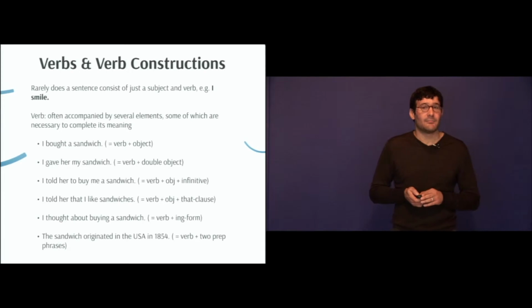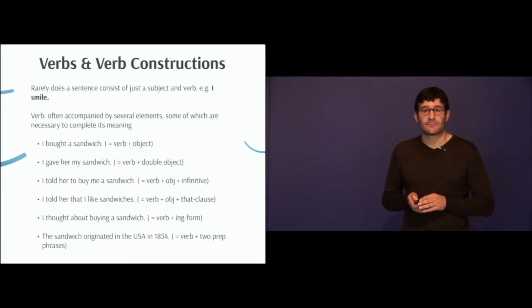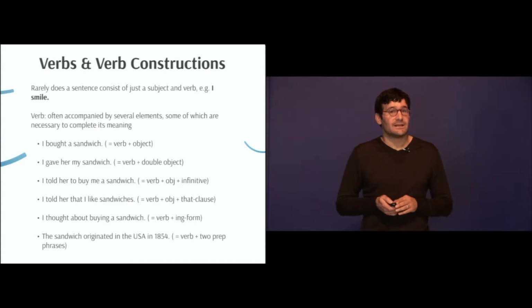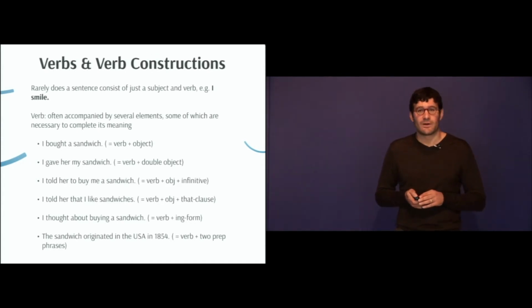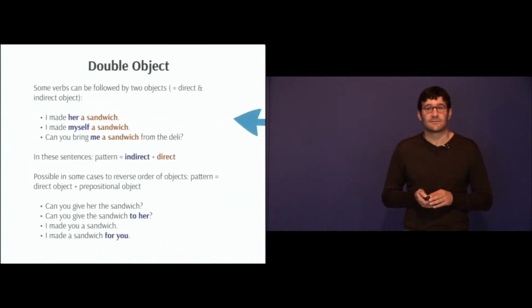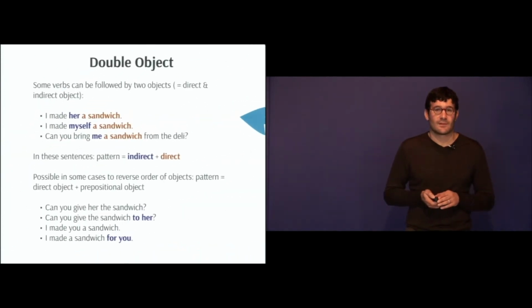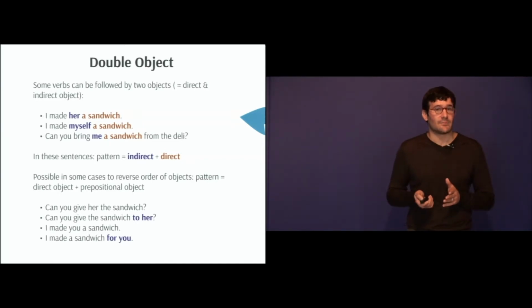I thought about buying a sandwich. Verb plus ing form. The sandwich originated in the USA in 1854. We have a verb plus two prepositional phrases. So let's see if we can go through some of the pitfalls. The first pitfall is the double object. Some verbs can be followed by two objects, which is normally called a direct object and an indirect object.